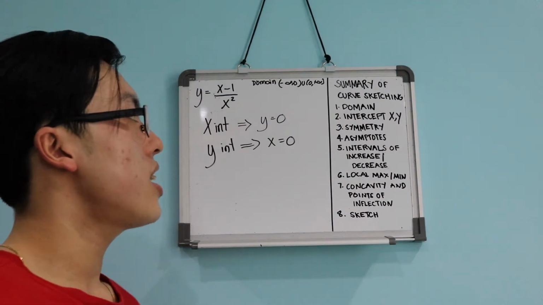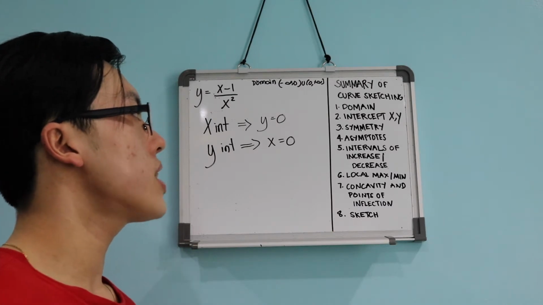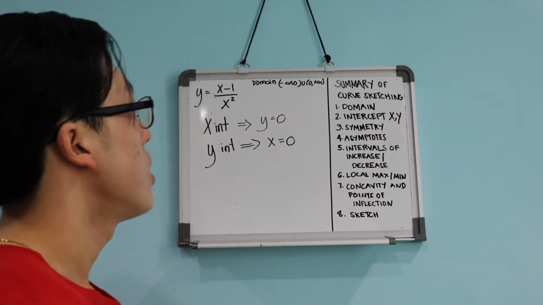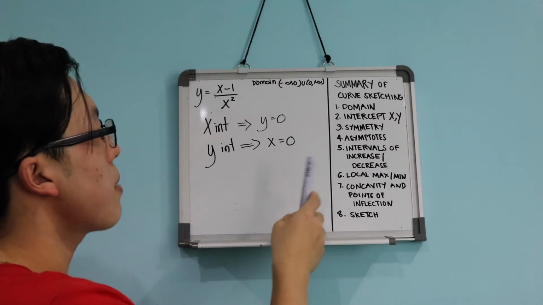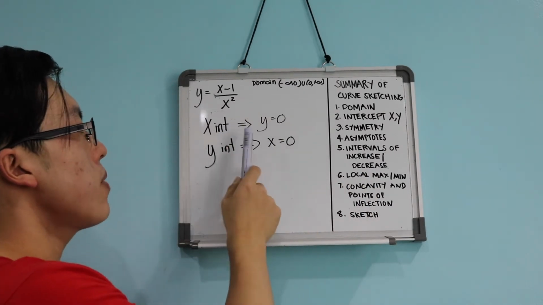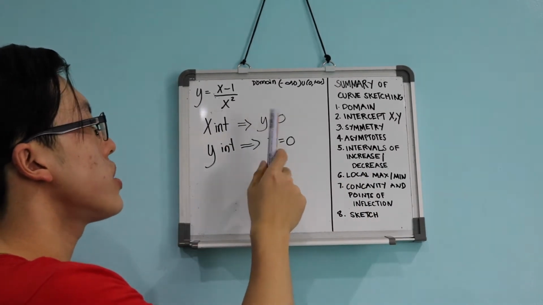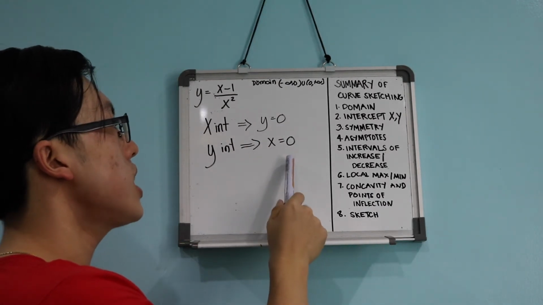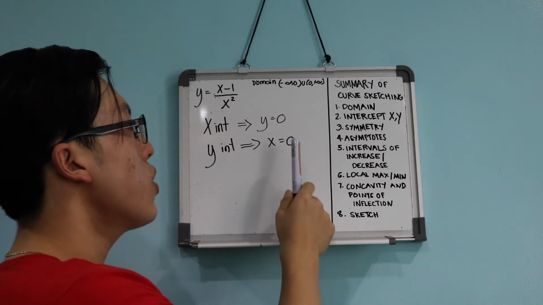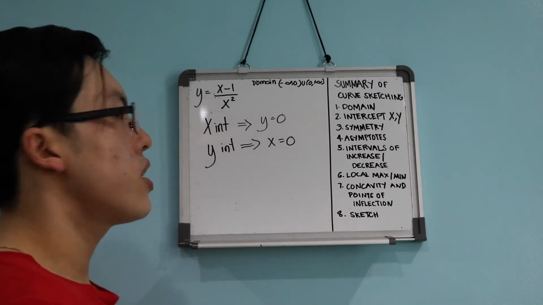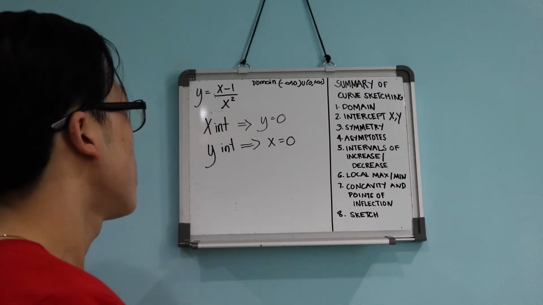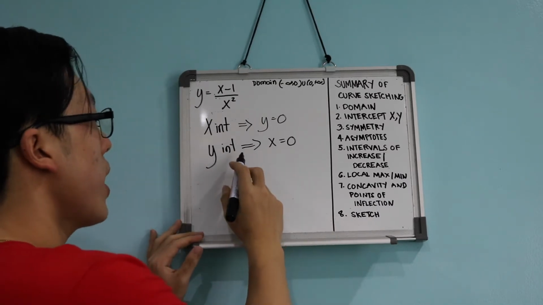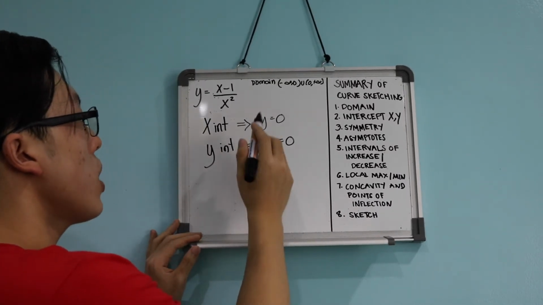Now that we have the domain, the next thing we need to do is get the x and y intercepts. For the x-intercept, you need to equate y to 0. To get the y-intercept, you need to equate x to 0. And since 0 is not included in the domain, there is no y-intercept.